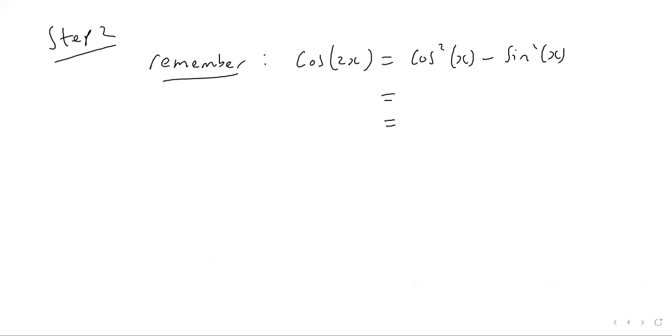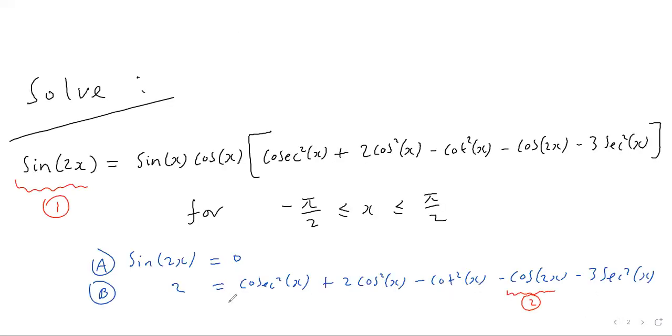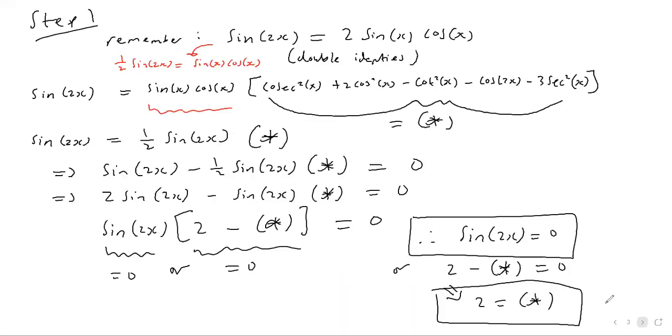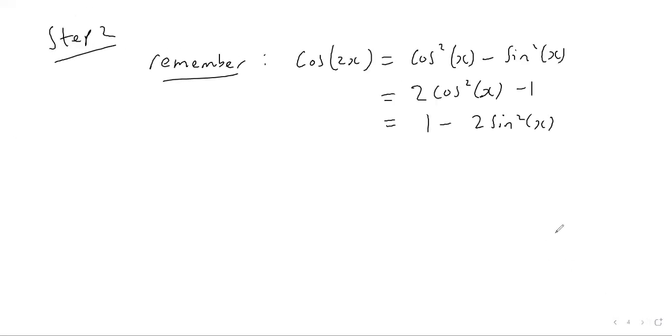So remember that cos 2x equals cos squared take away sine squared. And remember, we can also rewrite this as 2 cos squared take away 1, and we can also write it as 1 take away 2 sine squared. So there's a couple of ways in which we can write this formula. If we just copy out this B equation, the equation for B was this here.